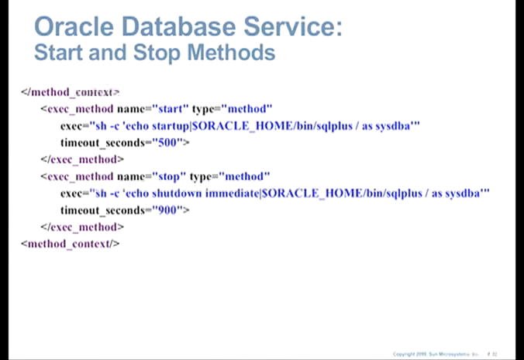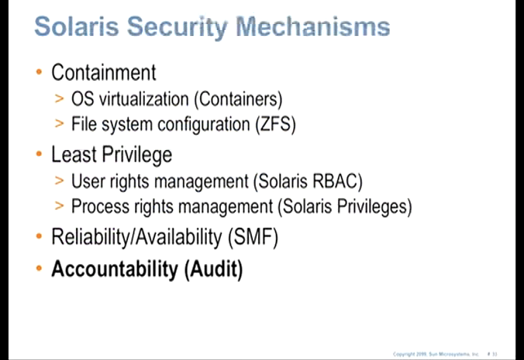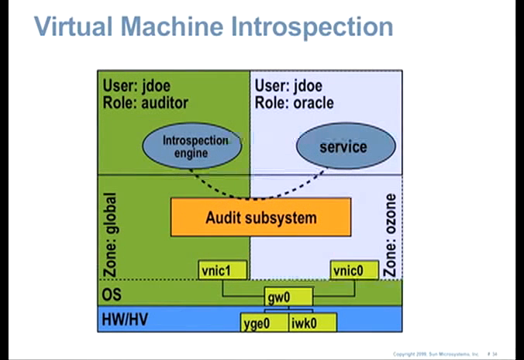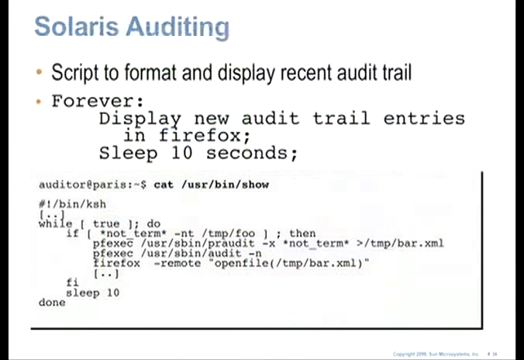Good. Finally, audit. So the portion I want to show here is really a very crude, basic way of doing introspection from the global zone, something I mentioned at the very beginning of the talk. So here you have the same picture as before, the Oracle service running on behalf of role Oracle in the non-global zone. And in the global zone, we're running the fancily termed introspection engine. All it really is, is a really dumb little shell script that says, forever display new audit trail entries in Firefox and then sleep for 10 seconds, okay?